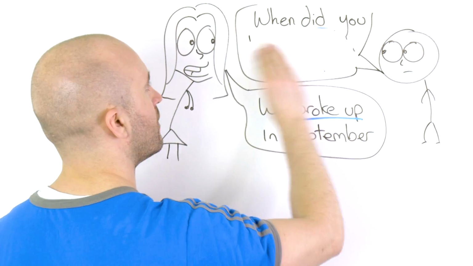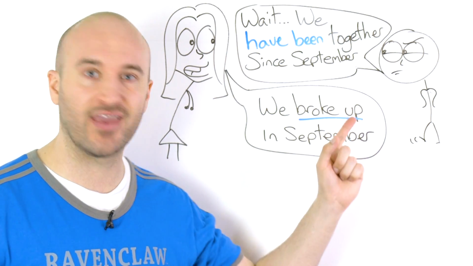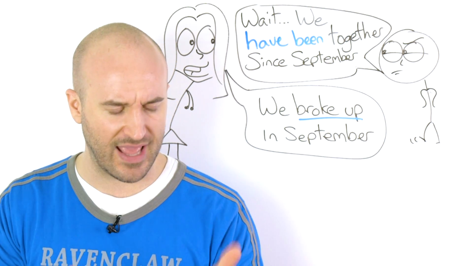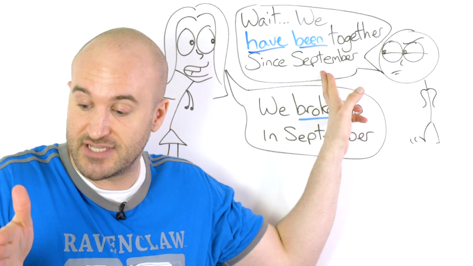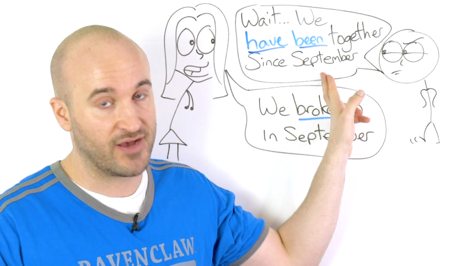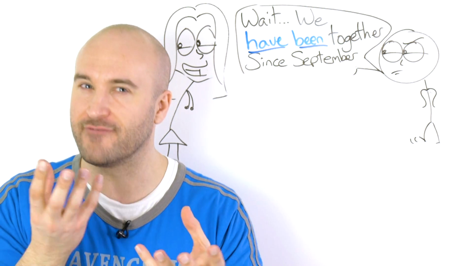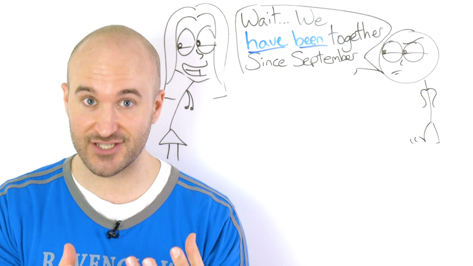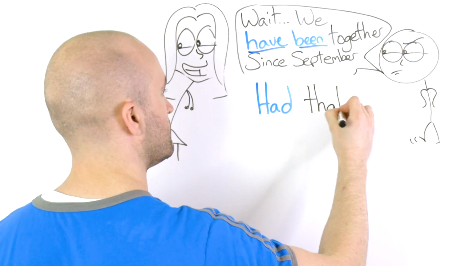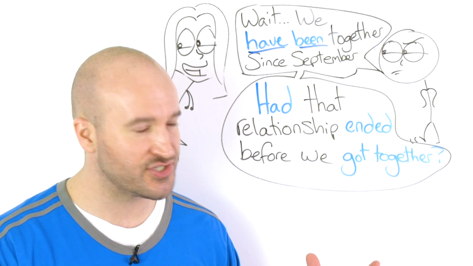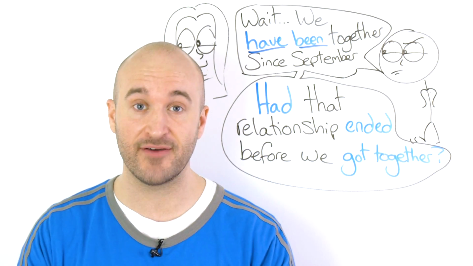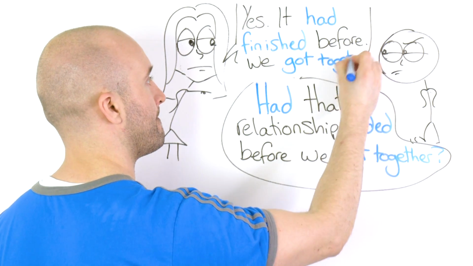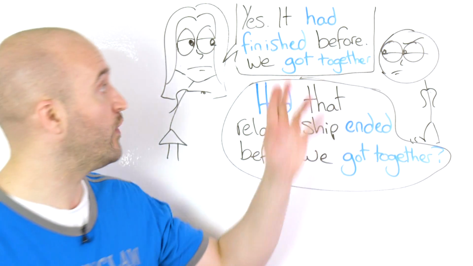But wait, there's drama. He's thinking from a past time, September, until now, we've been together since September. Since September until now, that's present perfect. And he wants to know what happened first. The breakup or them being together? What happened first? He needs to use a past perfect question. Had that relationship ended before we got together? Did this happen first? That relationship finished before we got together.